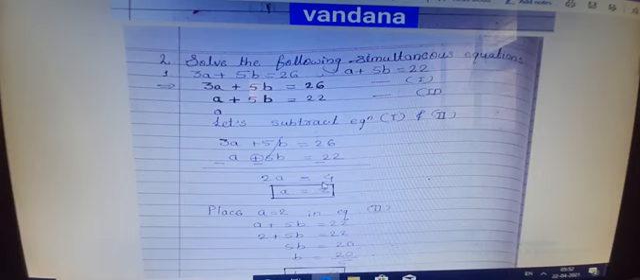Therefore 2a is equal to 4. The 2 goes to the denominator, that is, division. After division a is equal to 2. This is how we get the answer a is equal to 2.